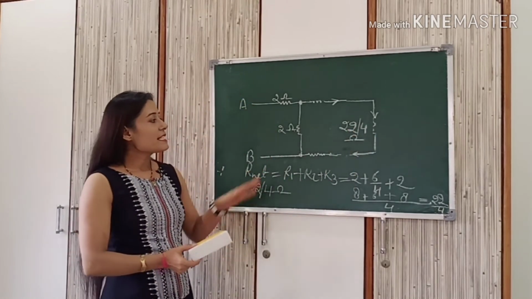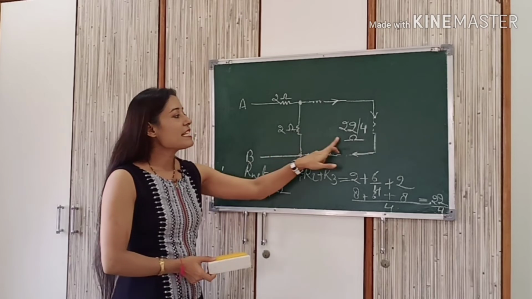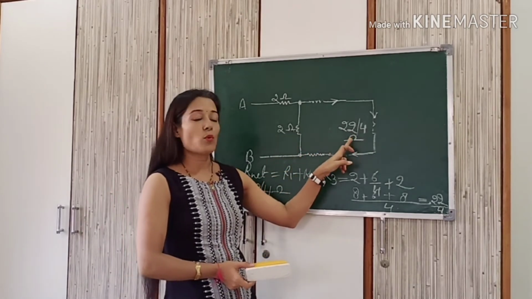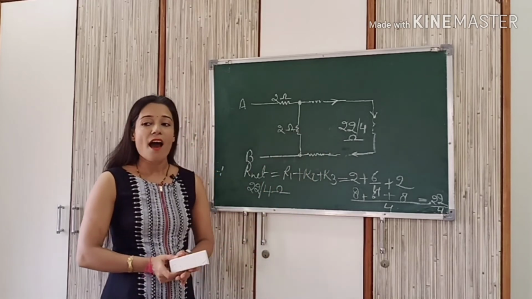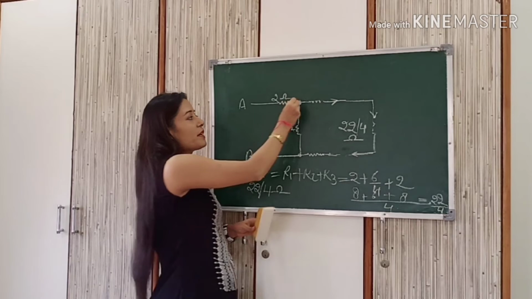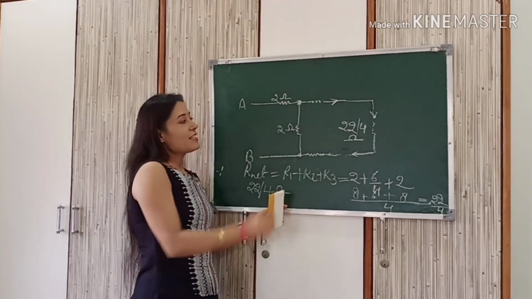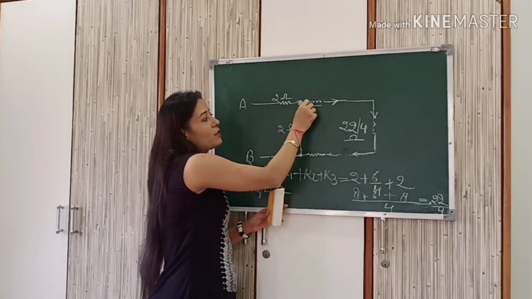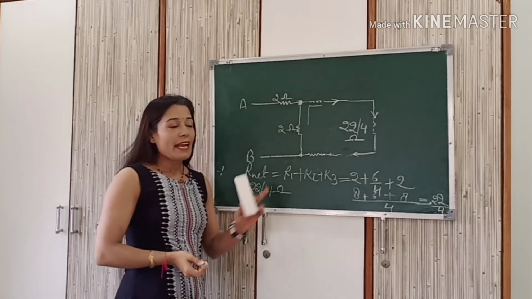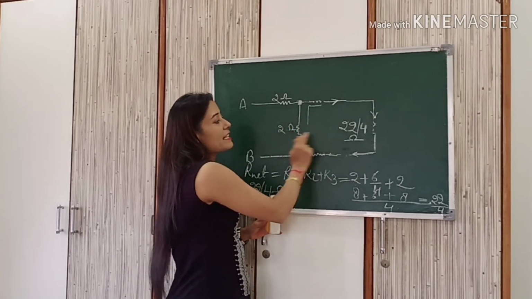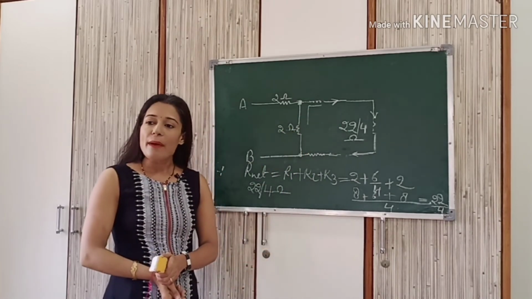Now you can see that both of these resistances, that means 2 ohm and 22 by 4 ohm, are in parallel. How are these in parallel combination? Because the junction is over here. So current starts from here, it goes here and it goes here. So it gets divided at two routes. So both of these resistances are parallel.